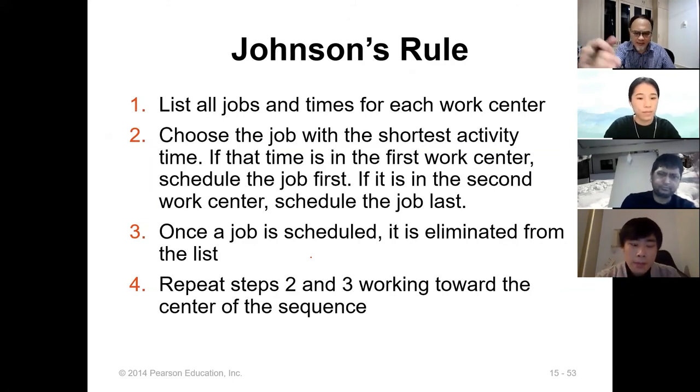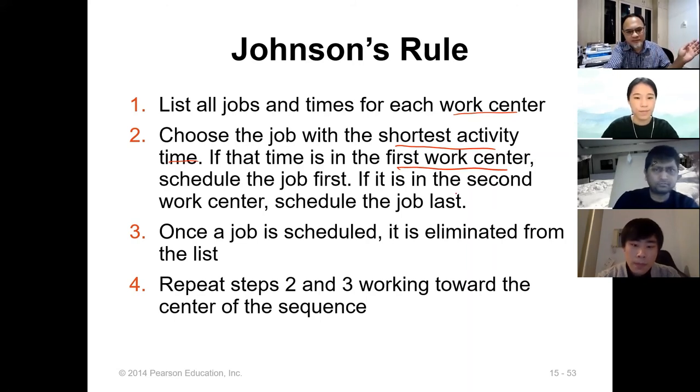This is the algorithm, but of course if I don't show the example, you won't be able to see it. First, you list all jobs and times for each work center. You must have all the jobs and the time, only two things. Then for the work center scheduling, choose the job with the shortest activity time. If the time is in the first work center, then schedule the job first.